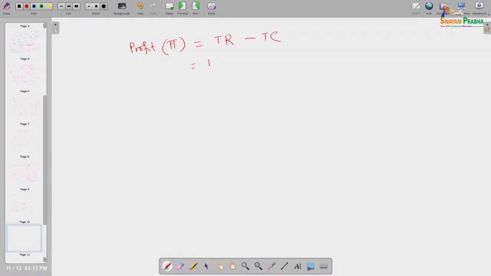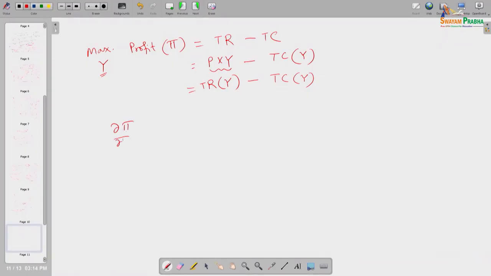So, I can write total cost as a function of output quantity, which we denote by y. Total revenue is basically price times output y, minus total cost as a function of output. Since revenue is p into y, total revenue is also a function of output y. Being an entrepreneur, I will try to maximize my profit by selectively choosing the output quantity.